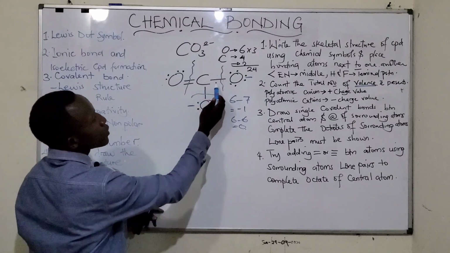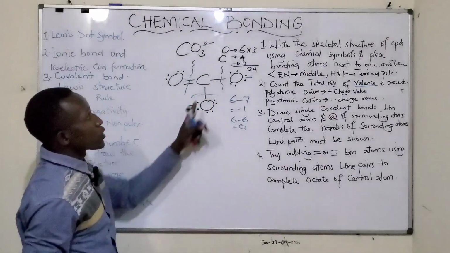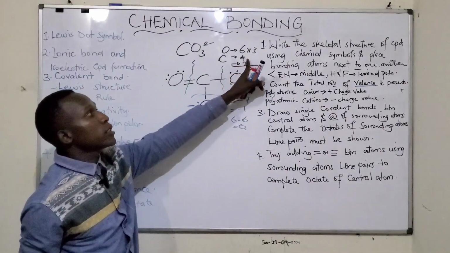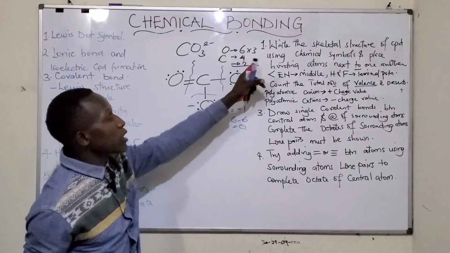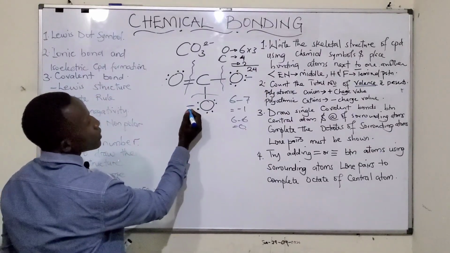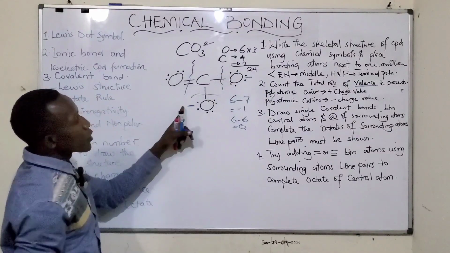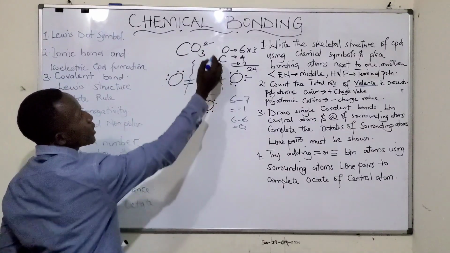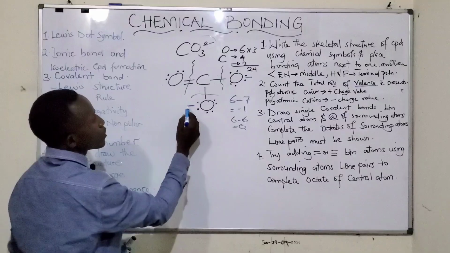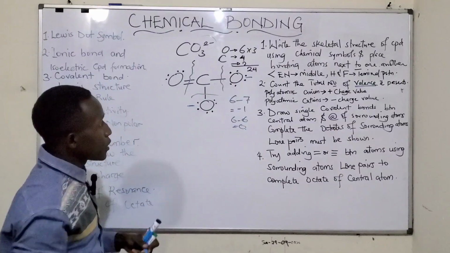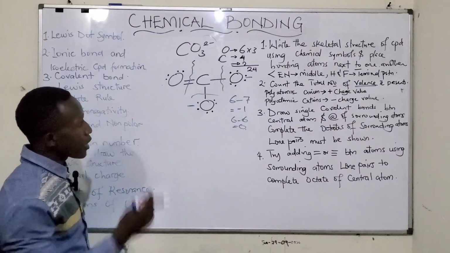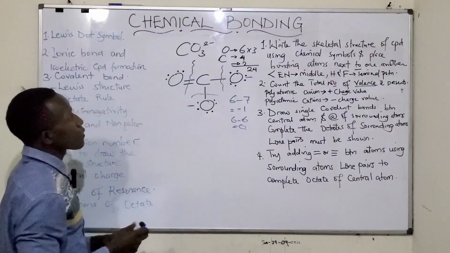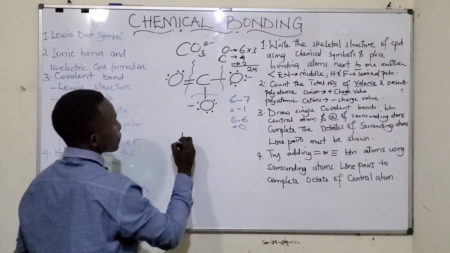Carbon is having 1, 2, 3, 4. So it is 4, and it is having 4 in the isolated atom. So this and this, it's the reason why we are having a minus 2 here. So that's why it is a minus 2, because of these two charges.